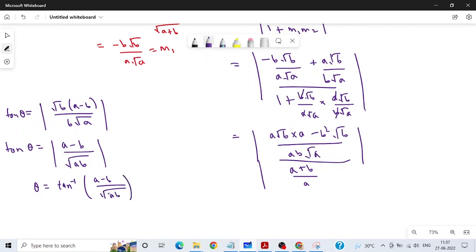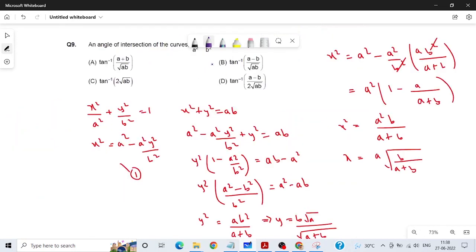So the option b is correct. It's tan inverse of a minus b upon square root of ab.